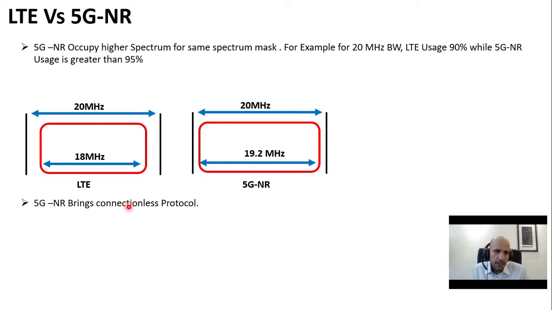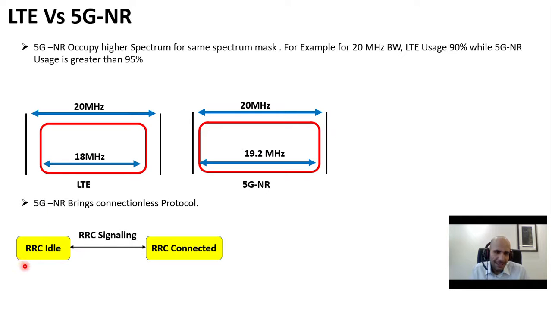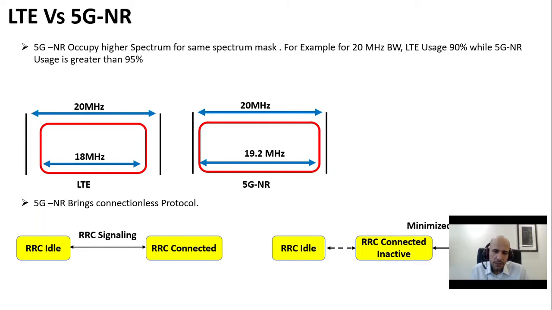5G NR brings a connectionless protocol. As you already know, this is the second difference between 4G and 5G. In 4G we have two states, RRC idle and RRC connected, which involve a lot of RRC signaling and overhead. But in 5G, a new state called RRC connected inactive will minimize the signaling and overhead in 5G technology.